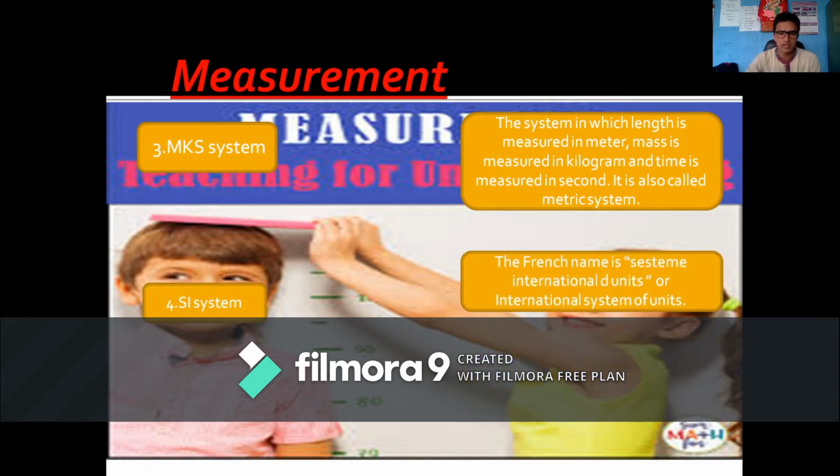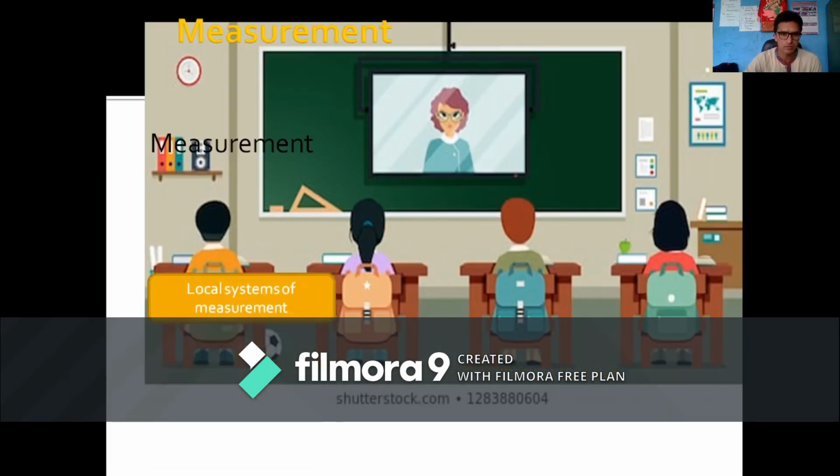And the last one is the SI system. The French name is Système International d'Unités, or International System of Units is the full form of the SI system. And this system is also accepted. In the SI system, length is measured in meter, mass in kilogram, and time in second. This SI system is also defined as the system agreed by the International Convention of Scientists held in France.